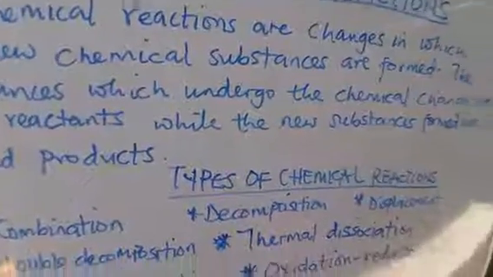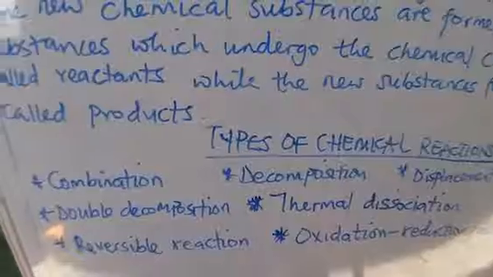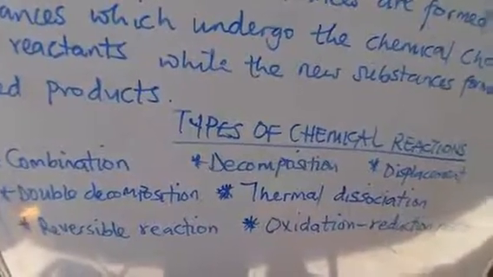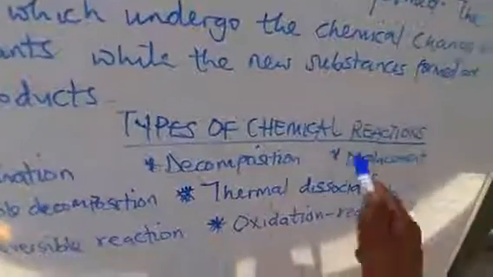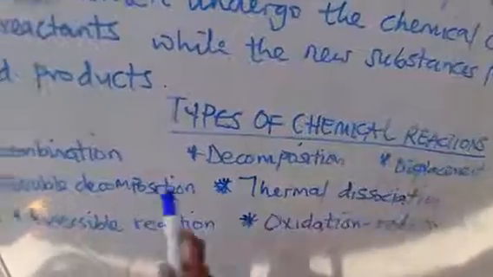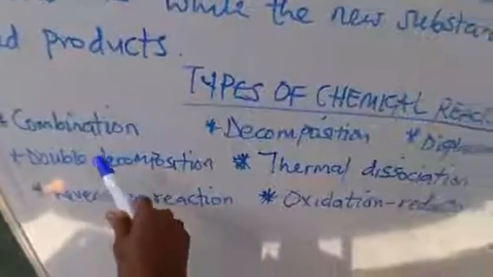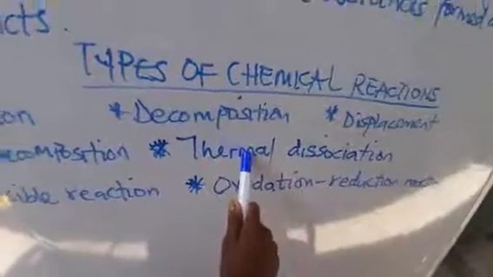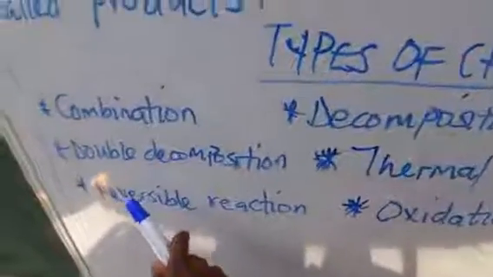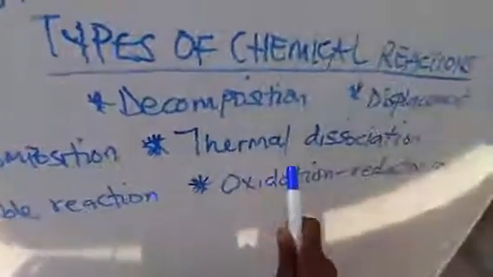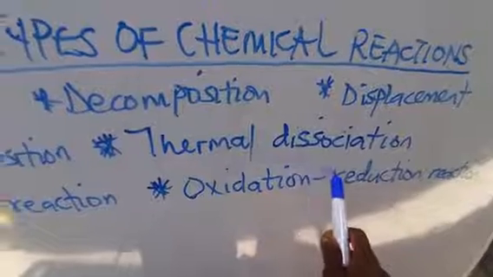Now we'll be looking at types of chemical reactions. We have combination reaction, decomposition, displacement reaction, double decomposition reaction, thermal dissociation reaction, reversible reaction, and oxidation reduction reaction.